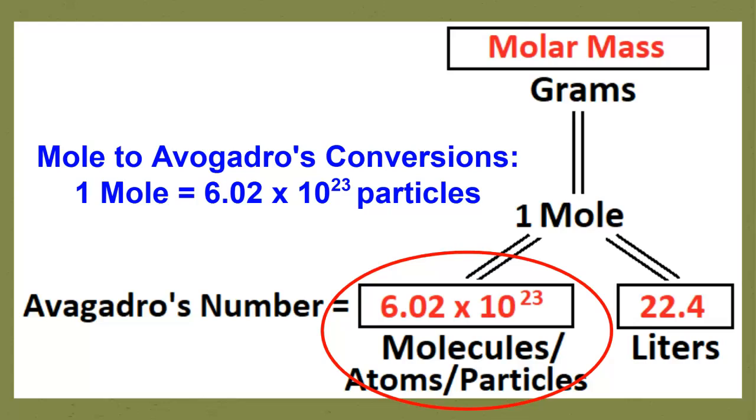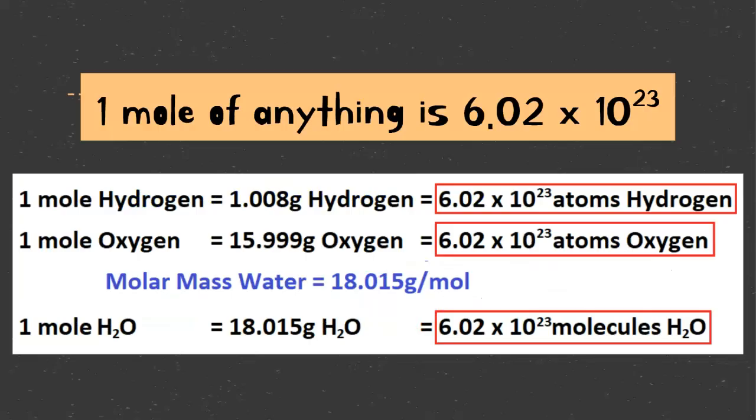So remember how I said that moles are associated with a particular number? This is the number for moles when we're talking about atoms, molecules, or particles. 1 mole is equal to 6.02 times 10 to the 23. And that's true for anything. So 1 mole of anything is 6.02 times 10 to the 23.